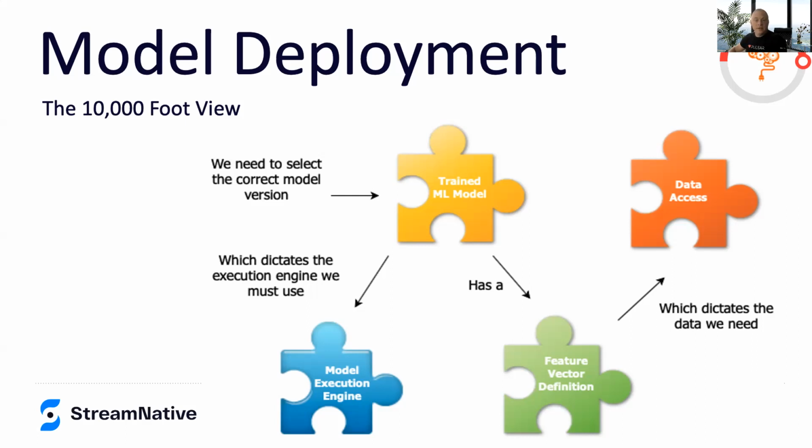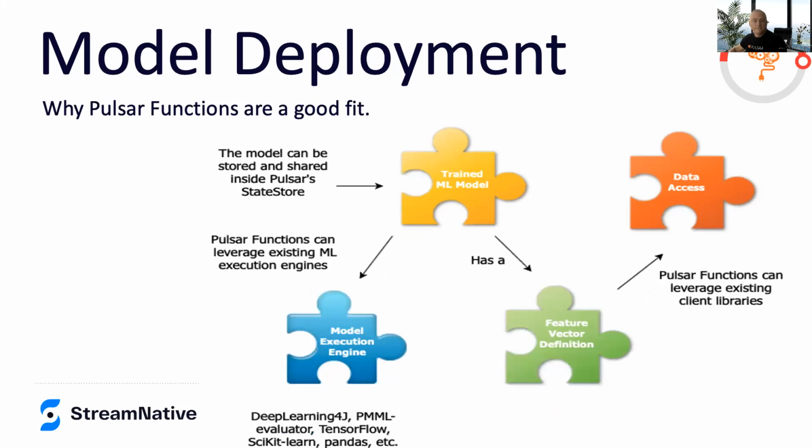Each trained model also has a predetermined feature vector definition, as we talked about earlier. You know what inputs are required into that model in order to generate a prediction. And so that in turn dictates which data we need and how we have to go about getting that data. So our concerns are the model execution and the data access, filling in those pieces of the puzzle as model deployers.